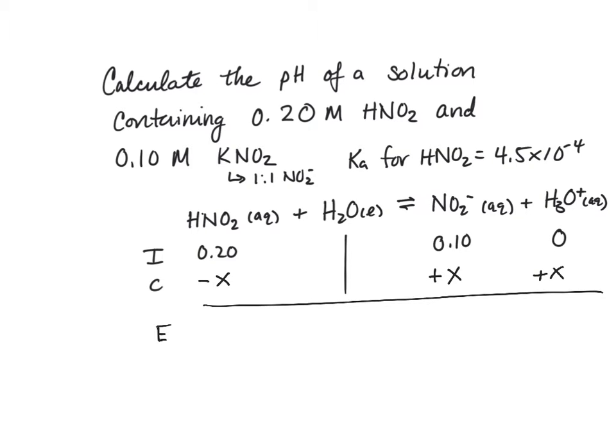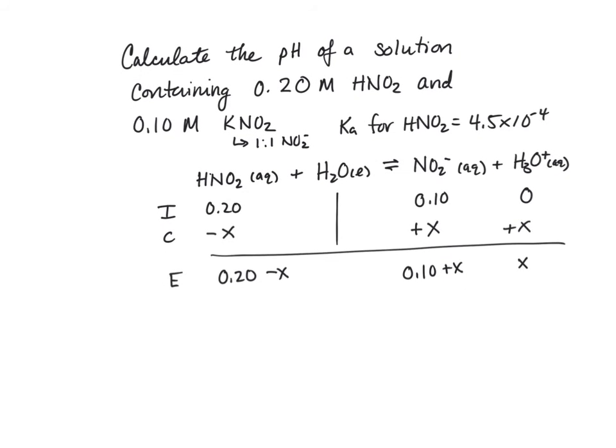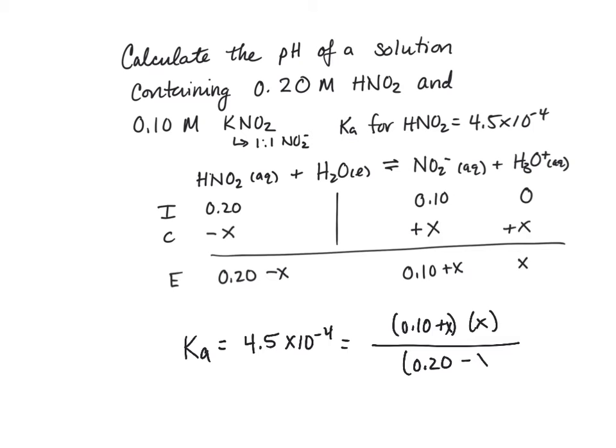So at equilibrium, we're going to have 0.2 minus X for HNO2, 0.1 plus X for NO2 minus, and X moles per liter of H3O plus. So then we can set up our acid equilibrium constant, Ka, is equal to 4.5 times 10 to the minus 4, and that's equal to the concentration of products. So for NO2 minus, it's 0.1 plus X times X divided by 0.2 minus X.